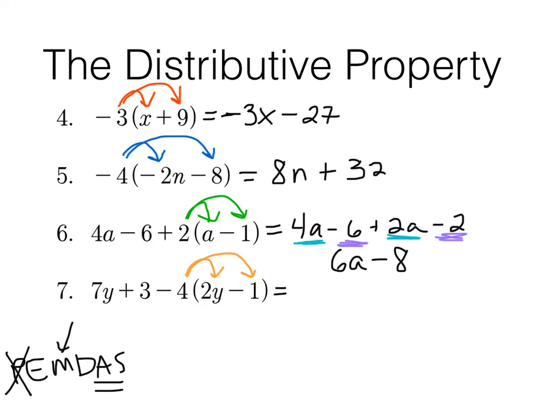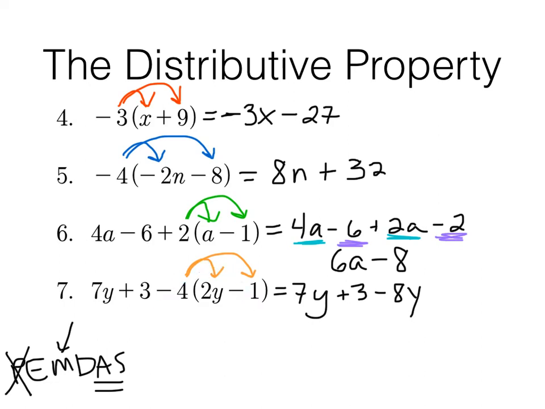All right, so this is another one where we have to distribute first, then combine like terms. So nothing's happening to my 7y plus 3 to begin with. I'll go ahead and write those. Minus 4 times 2y is going to be minus 8y. Negative times positive is a negative, so a minus times a positive is a minus.